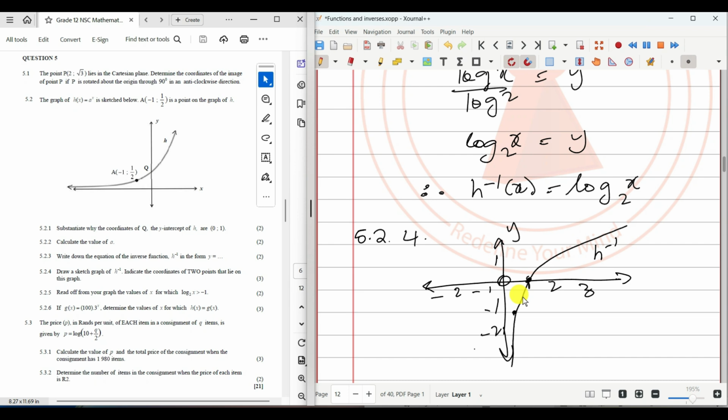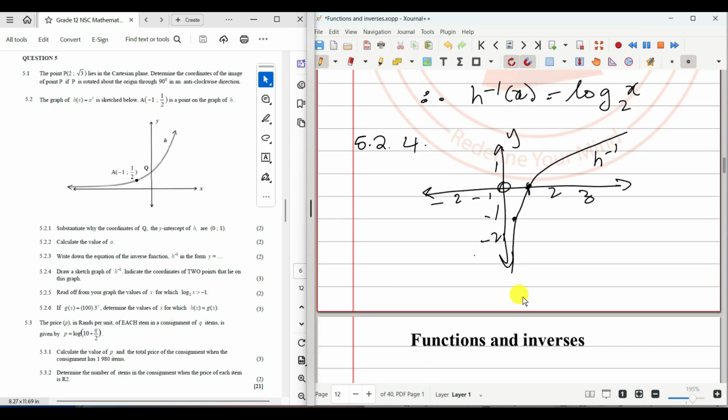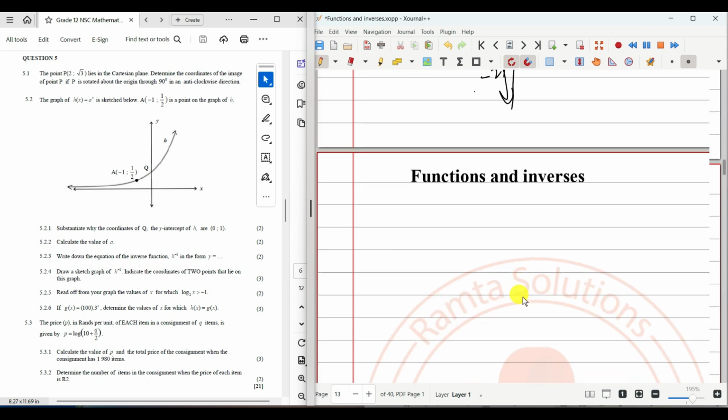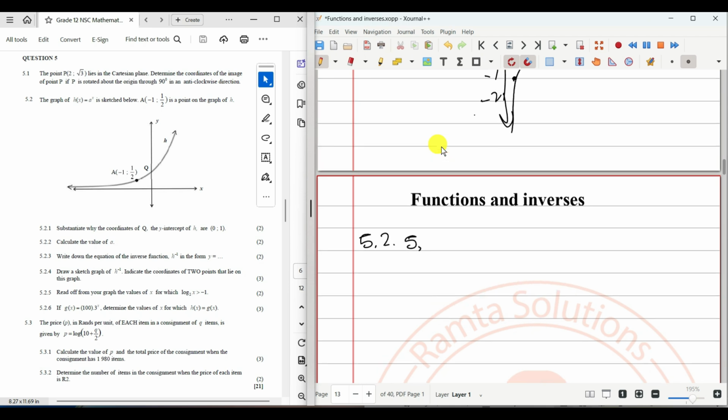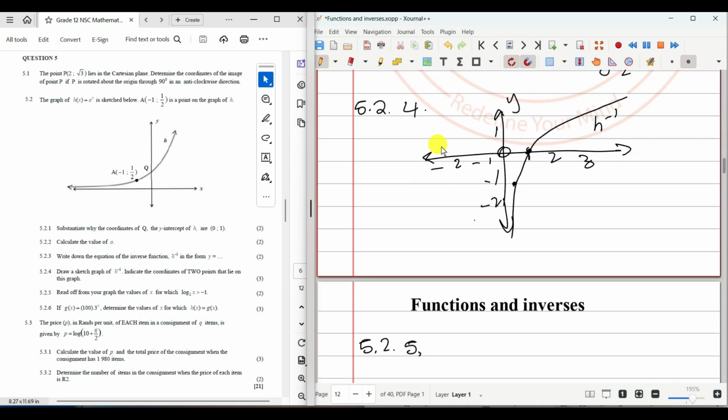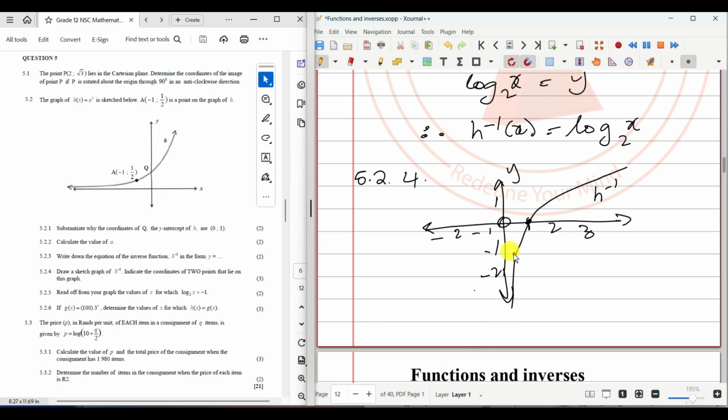Now 5.2.5. I looked at it and I said my graph was super simple, but it's okay. 5.2.5, read off from your graph the values of x for which log x base 2 is greater than -1. Remember, this point here was (1/2, -1), and this one here was (1, 0).